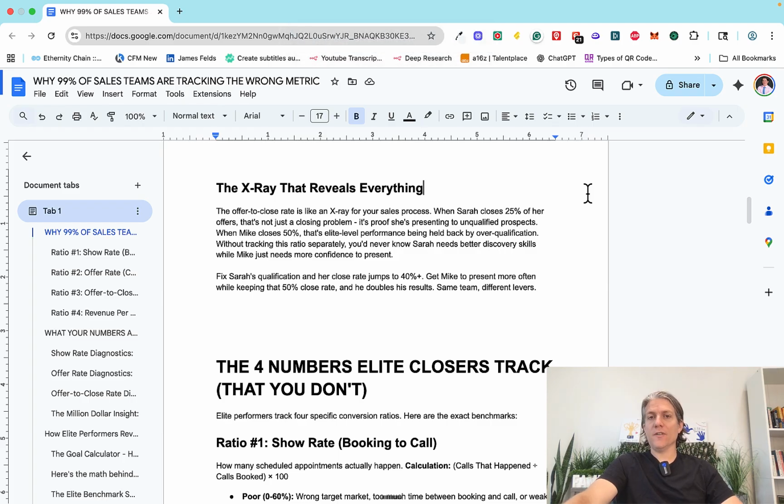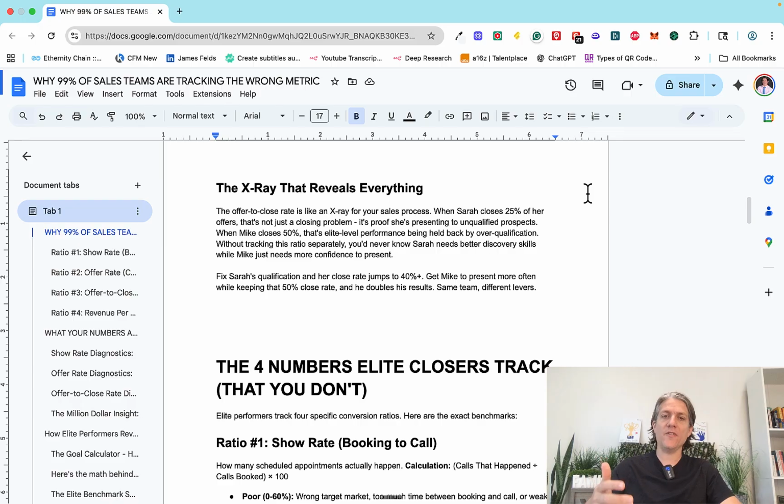So, the X-ray that reveals everything. The offer to close rate is like an X-ray for your sales process. It's just one number, and it's important. In our example, Sarah closes 25% of her offers. That's not just a closing problem, it's proof she's presenting to unqualified prospects. While Mike closes 50%, that's elite level. I know it's a small sample size, but just go with it because it's part of the example. He's being held back by overqualification.